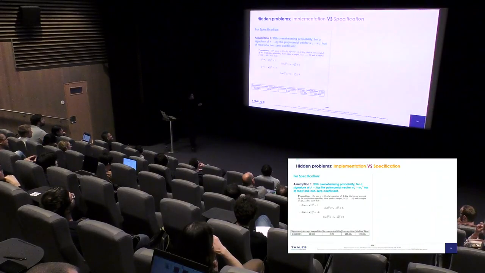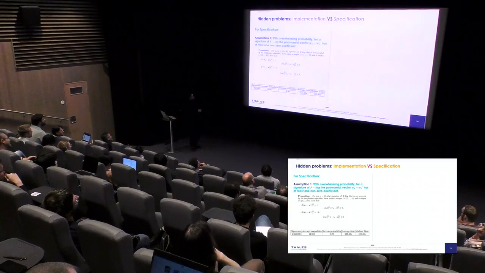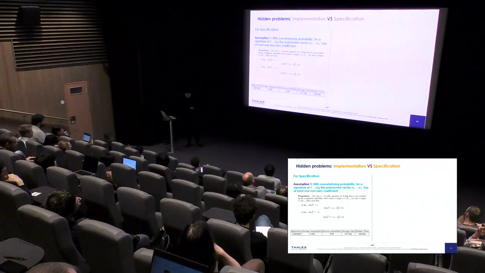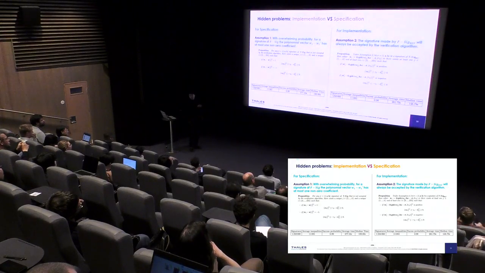So for the specification, as I explained, from time to time some signature won't be accepted by the verification algorithm. And when it is the case, I collect inequalities. I collect sufficiently many inequalities to have only one solution, and then it can be solved for retrieving S2. However, for the implementation of Dilithium where I remove the second test, all the signatures produced by this faulty reference implementation of Dilithium will pass the verification algorithm.